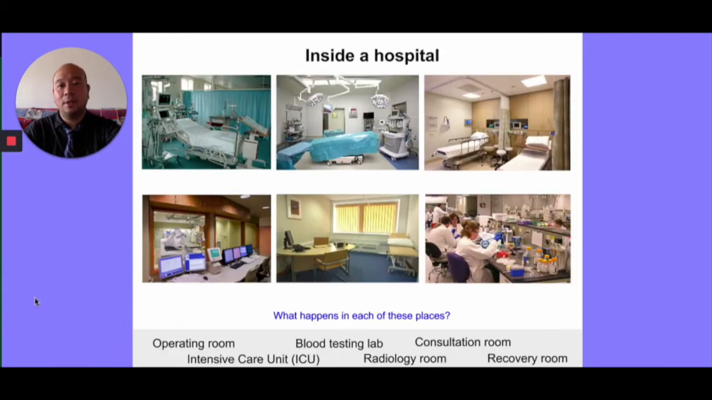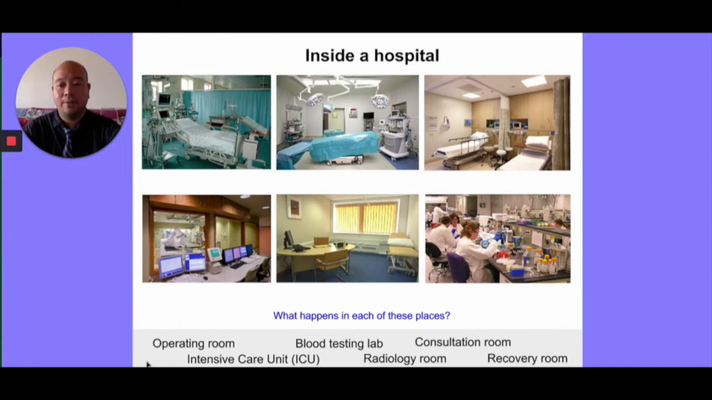Let's take a look at inside a hospital. A hospital is a very huge place. There are so many different kinds of departments and different types of rooms. Here are 6 examples of different places that you might see in a hospital. The names of these places are at the bottom of the screen in the grey box. Let's read out these names first before we match them to the pictures.